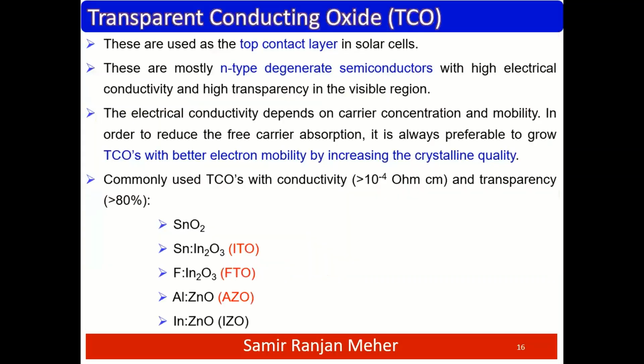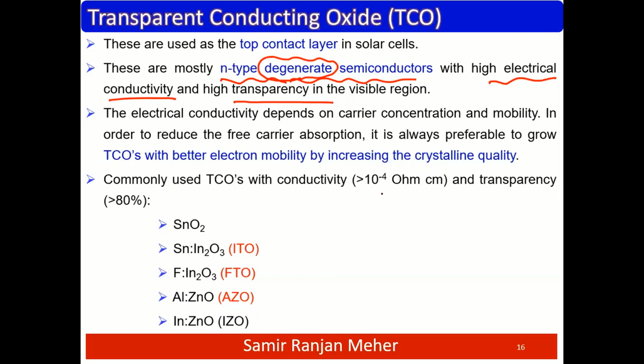Then coming to the transparent conducting oxide, which is going to act as the top contact layer in the solar cell, and mostly the transparent conducting oxides are degenerate semiconductors. So in these degenerate semiconductors, what happens is that the impurity levels are very high, so that the impurity band merges with that of the conduction band or the valence band. As a result, it is having very high electrical conductivity. But together with that, it retains the high transparency, particularly in the visible region.